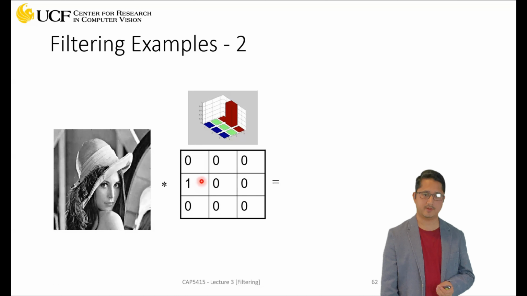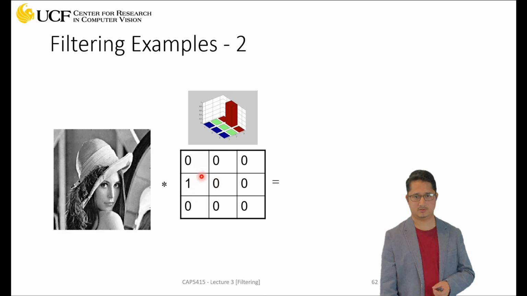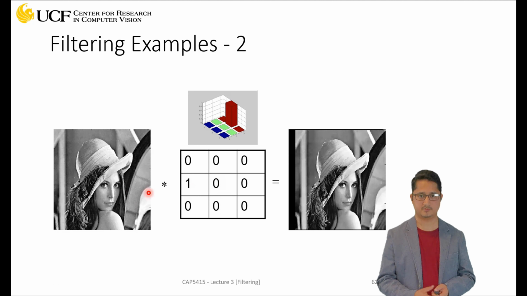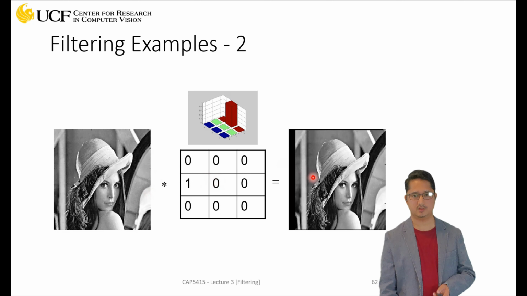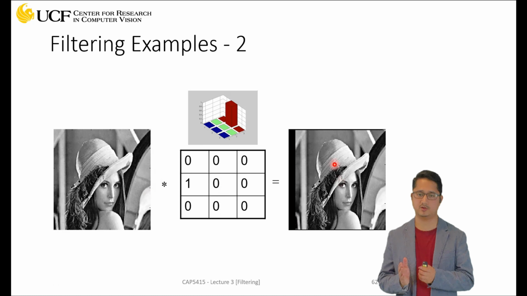So if we use this value, then essentially we are taking this value and storing it at this location. Now what will happen is your image will shift. Since you are moving values from left to right, your image is going to move from left to right. It's just a shifting operation.